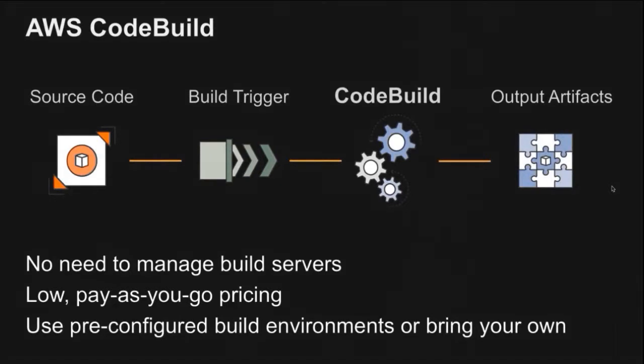So let's go over the process and how CodeBuild may fit in with your CI/CD process. A commit to a source code repository triggers a build. This build trigger then hands off the build job to CodeBuild. CodeBuild then processes and produces an artifact from the build. Such output artifacts can be a jar file for Java projects or even a Docker container image.